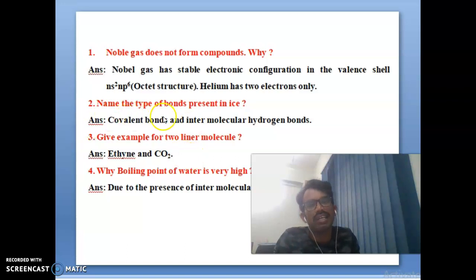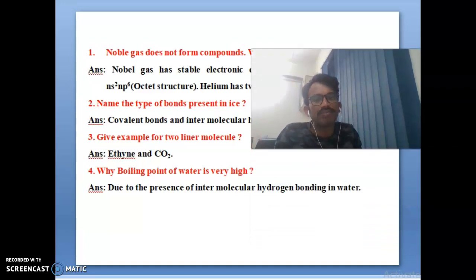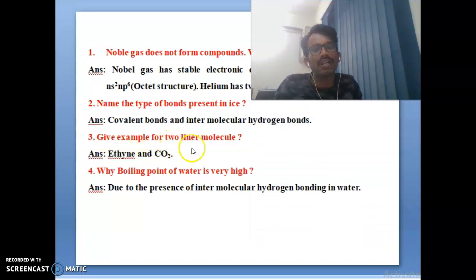Second question, name the types of bonds present in ice. In real life, every day you use ice creams. So what are the bonds present in the ice? Covalent bond and intermolecular hydrogen bond are present. Next, the third question is give an example of 2 linear molecules: ethane and carbon dioxide. These 2 are the best examples for linear molecular structure.